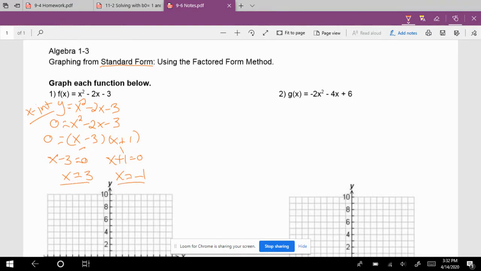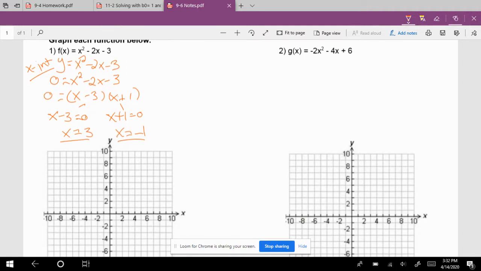So I'm going to plot my two x-intercepts, because now that my equation was factored, I can do that. It crosses the x-axis at +3 and -1. After we find the x-intercepts, you need your axis of symmetry. Remember, that is the line right in between those two x-intercepts, which is going to be this dashed line I'm drawing right now. Okay, so the axis of symmetry is x equals 1.